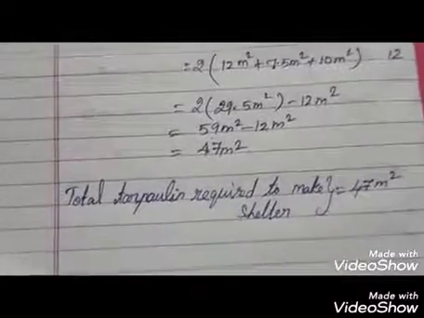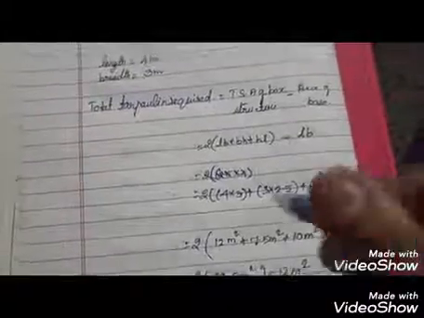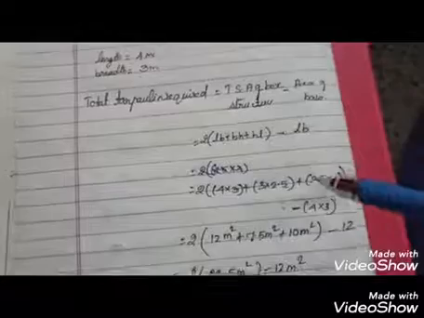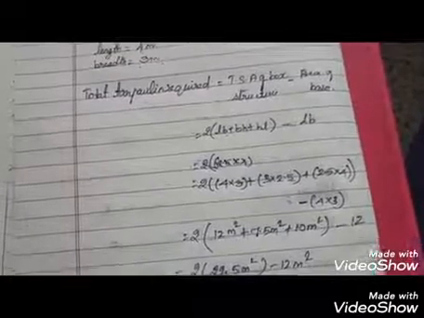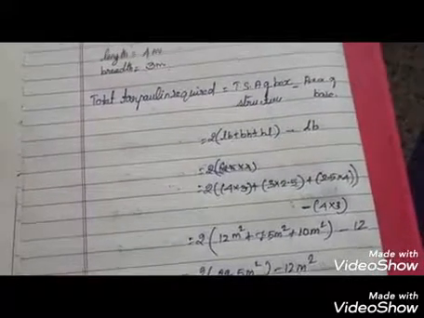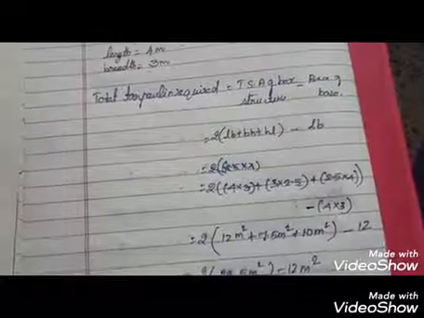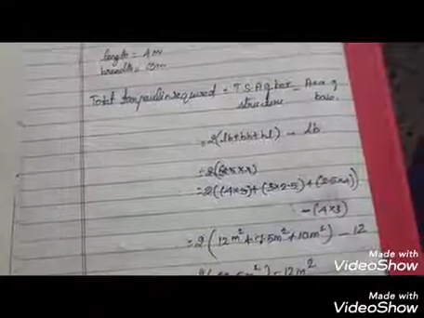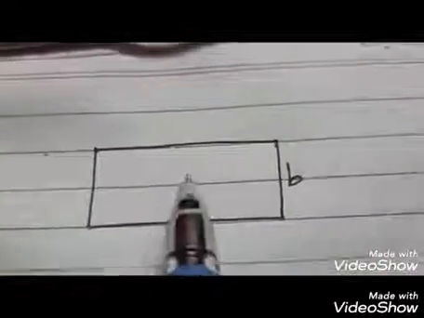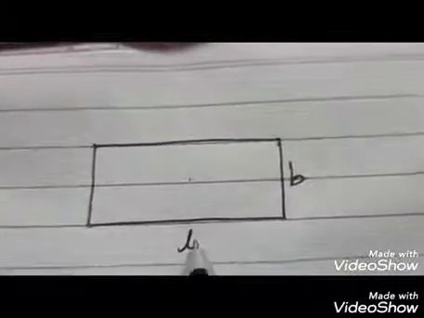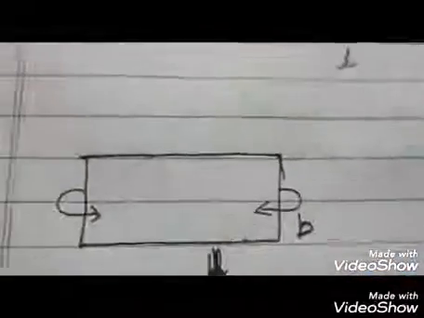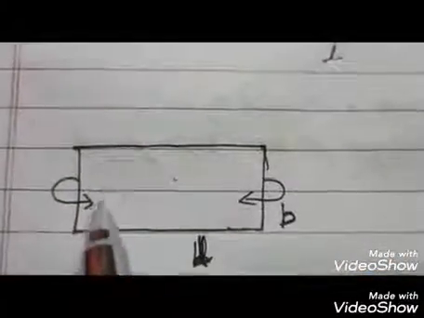So 47 meter square. In this exercise we have to see only cube and cuboid. In the next exercise we move on to the right circular cylinder. First we go with the concept of total surface area and curved surface area of the cylinder. Now I show this is a rectangle with length L and breadth B.